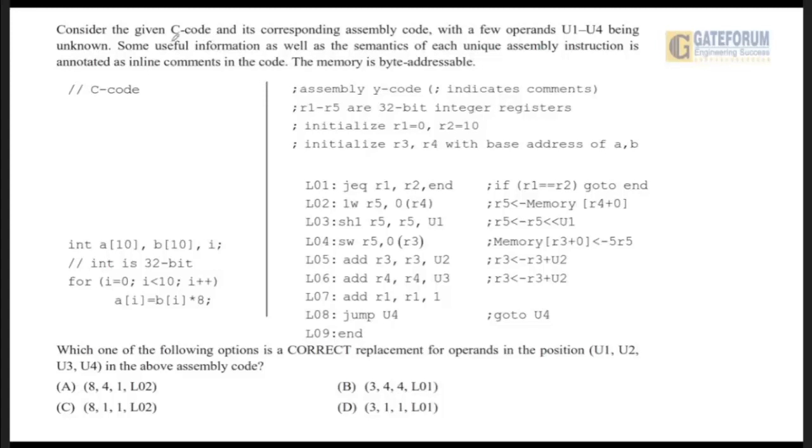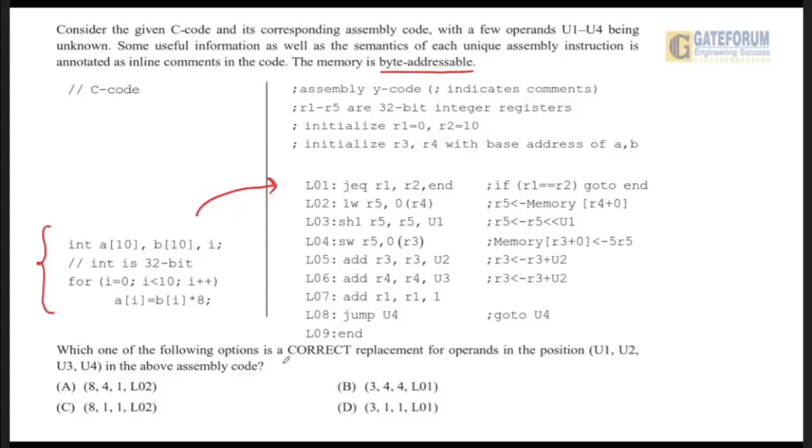Let us read the question properly. Consider the given C code. This is the C language code given with its corresponding assembly code. The corresponding assembly code of this C code is this part, with a few operands U1, U2, U3, U4 being unknown. Some useful information as well as the semantics of each unique assembly instruction is annotated as inline comments in the code. The memory is byte addressable. Always focus on the keywords.